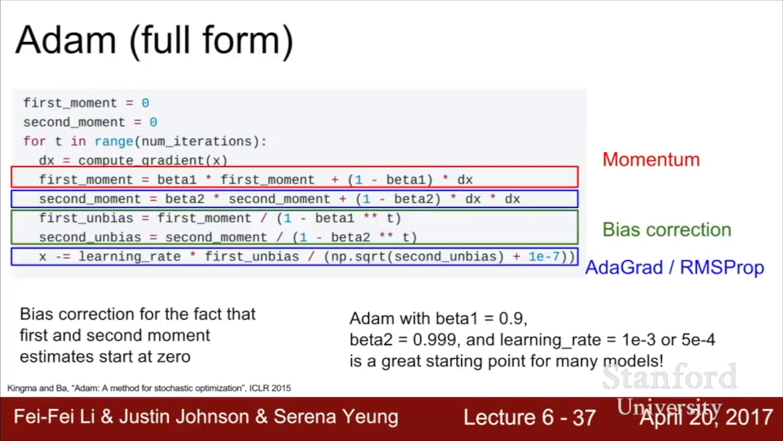By the way, Adam is a really, really good optimization algorithm, and it works really well for a lot of different problems. So that's my default optimization algorithm for just about any new problem I'm tackling. In particular, if you set beta 1 equals 0.9, beta 2 equals 0.999, and learning rate 1e-3 or 5e-4, that's a great starting point for just about all the architectures I've ever worked with. So try that. It's a really good place to start in general.